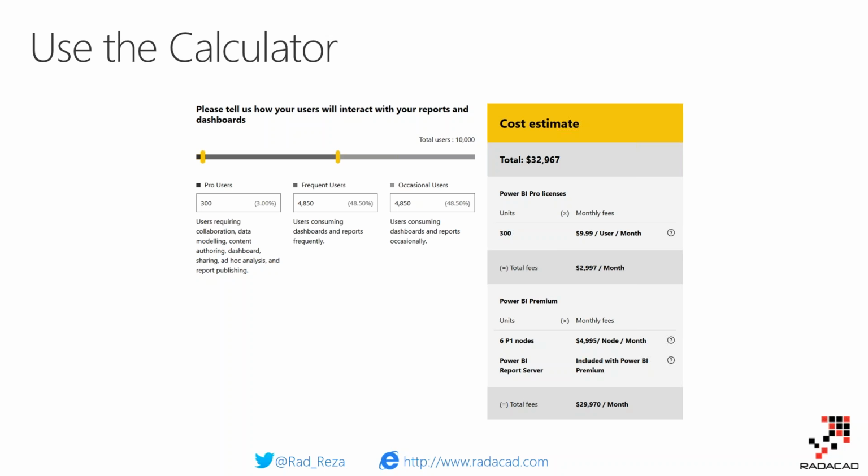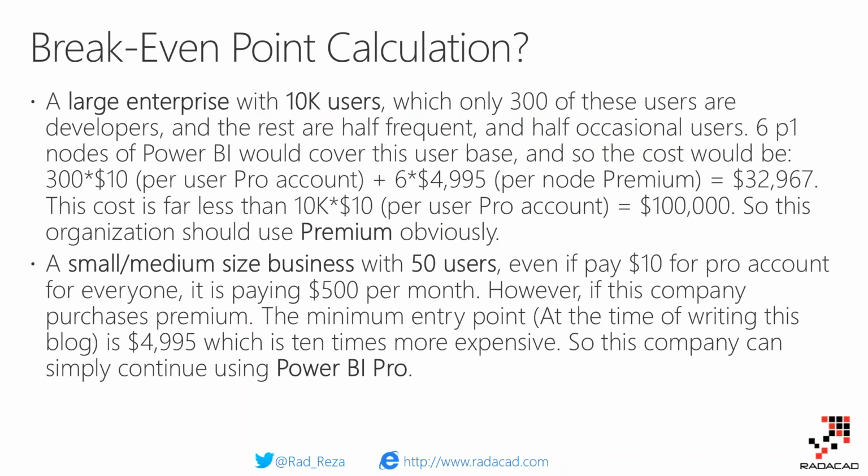But is it always like that? How can you find out the break-even point? That's a good question. The answer is that it all depends on the type of situation that you have. Sometimes you are part of a very large organization, a very large enterprise, and the situation is different. Sometimes you are part of a small business and the situation is different. I put two example scenarios here that give you some understanding. A large enterprise with 10,000 users, of which 300 are developers, and the rest are more just readers.